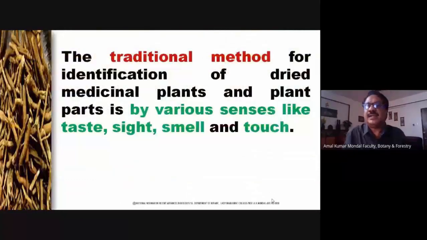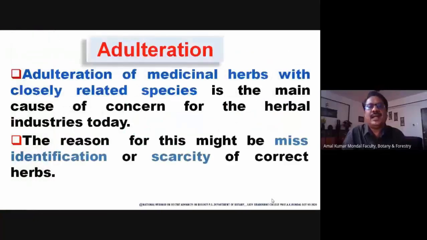The traditional method for identification of dried medicinal plants and plant parts is by various senses like taste, sight, smell, and touch. And now next, the problem is adulteration. The adulteration of medicinal herbs with closely related species is the main cause of concern for the herbal industries today.